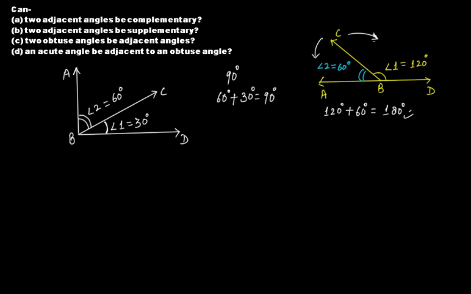What about the third one? The third one says, can two obtuse angles be adjacent angles? That's very simple. Let's take this angle. Let's say this is angle A, B, C. This angle 1 is equal to 110 degree. Let's suppose it is equal to 110 degree.